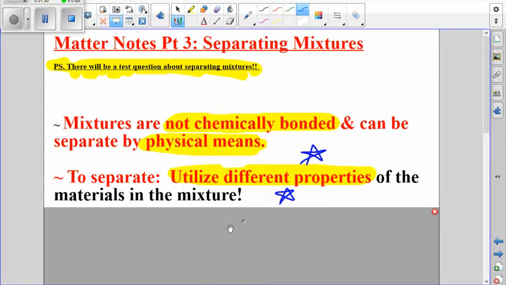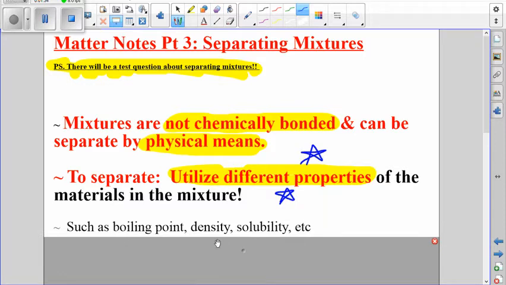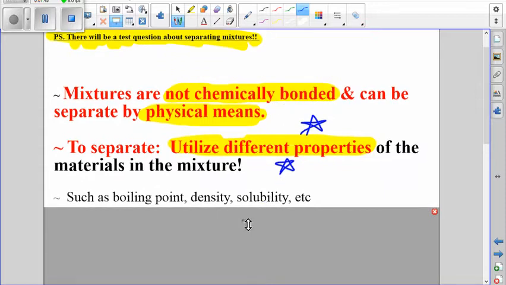So some things that may be different between two different chemicals in a mixture: they may have different boiling points, they could have different densities, they could have different solubilities. The point is you need to find something that is different about two things and use that to your advantage. You're going to take advantage of that.